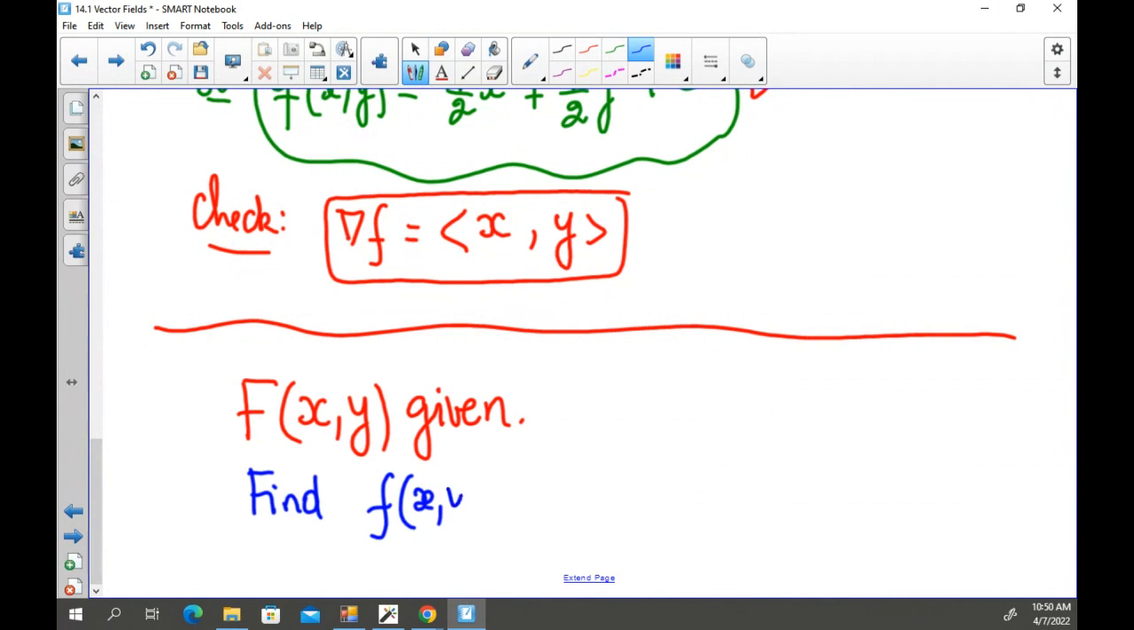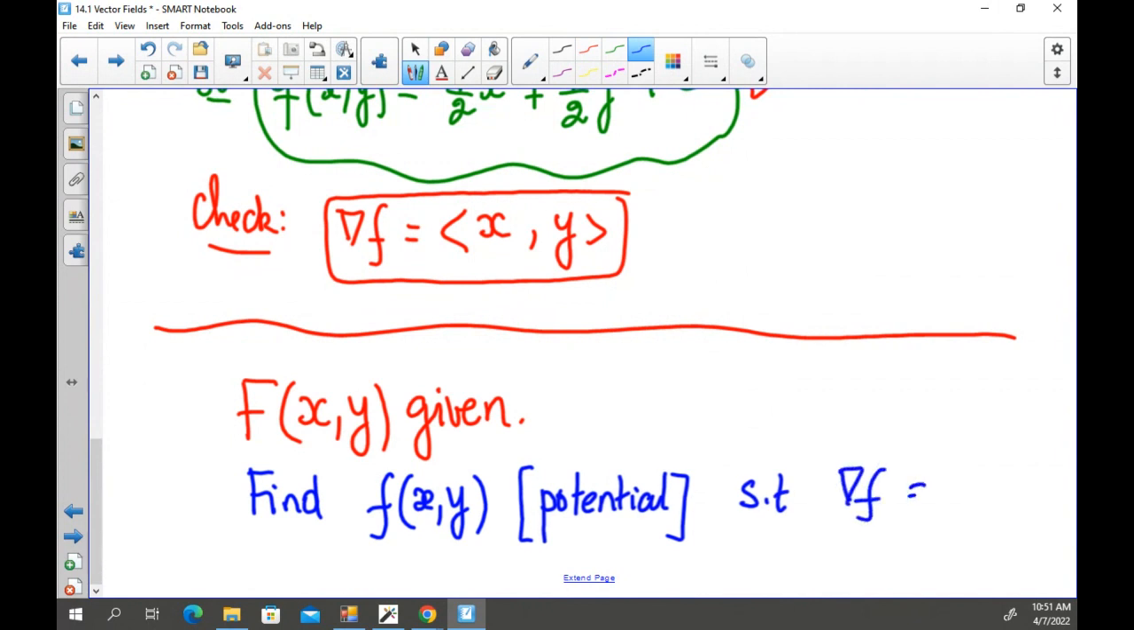Find the potential, which is a function f of x, y, called the potential, such that the gradient of this function is exactly the vector field we are given. This question is really important in mathematics. If you do further maths, you will find this question many times in different situations. Let me do one other example, and that's basically the important part of this section. There is nothing else here.